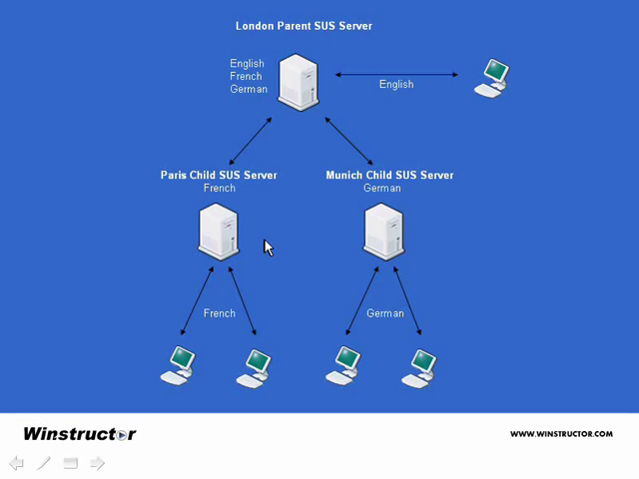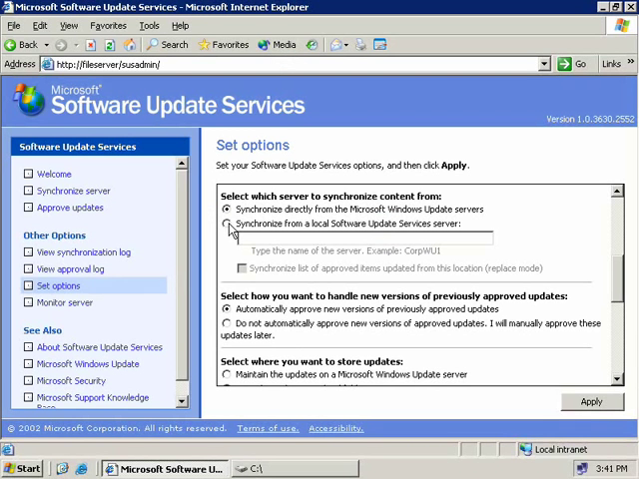Now the next thing we need to do differently for the child SUS servers is to set the synchronization server to be the London parent server instead of the Microsoft Windows Update server. So under Set Options for our French server, what we'll do here is we'll click synchronize from a local software update server, and here we type in the path to our London server. For the German server, we would do exactly the same thing.